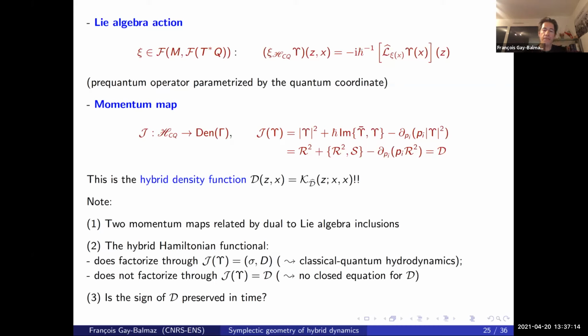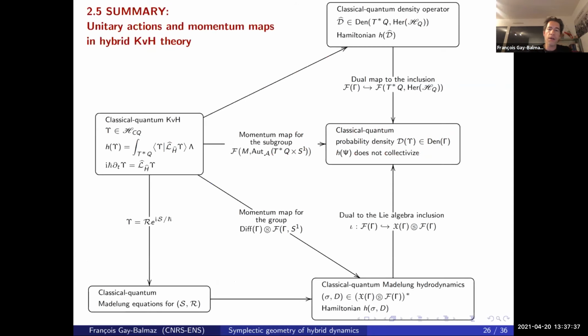This momentum map has a very important meaning, right? There is, however, a big difference. Now, this time, the Hamiltonian does not factorize through this momentum map. So, conclusion, there is no closed equations for this D, right? You have to first solve for the wave and compute D from it afterward. So this is the summary of this second part on the hybrid wave equations.